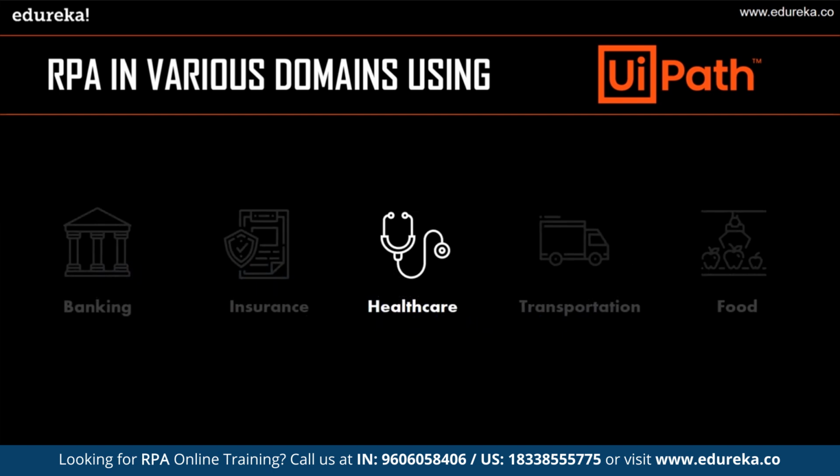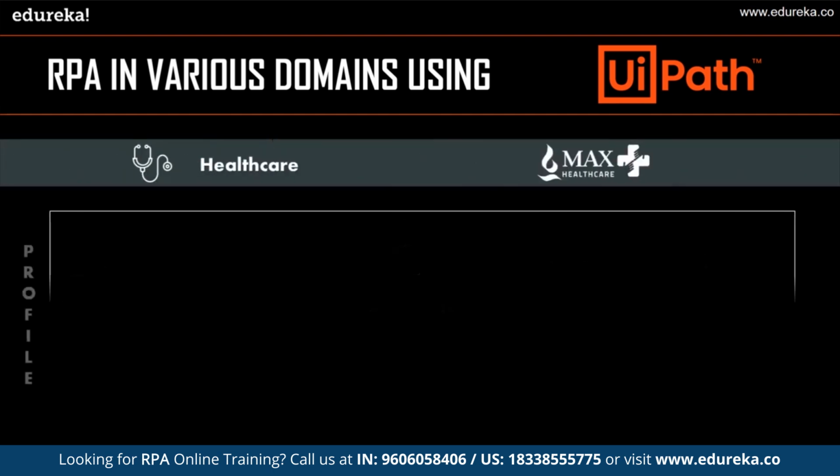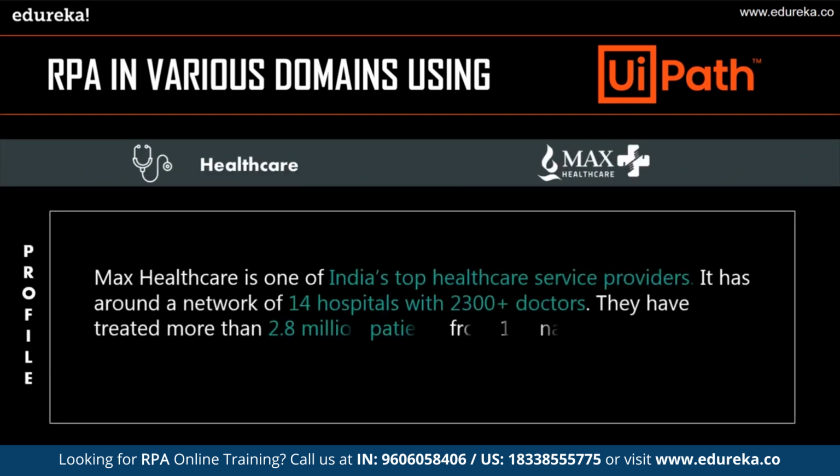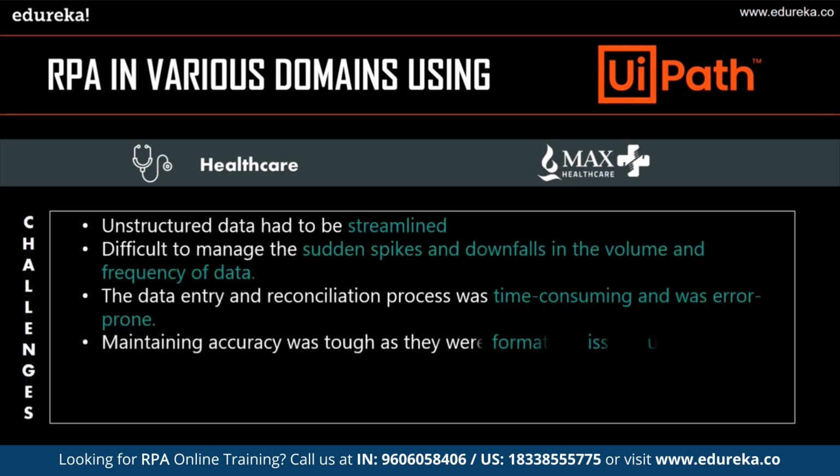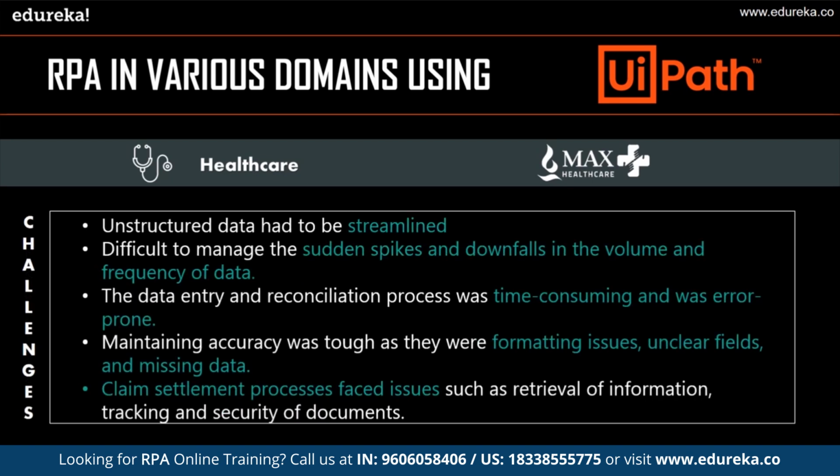So to explain how RPA is used in healthcare, I've considered the institution Max Healthcare. Max Healthcare is one of India's top healthcare service providers and has a network of 14 hospitals with more than 2300 doctors. They've also treated more than 2.8 million patients from 130 nationalities. Now, one of the major challenges faced by Max Healthcare was to process large volumes of patient transactions while simultaneously ensuring the security and the accuracy of documents.